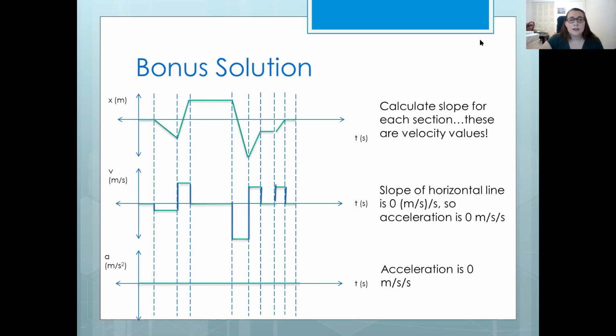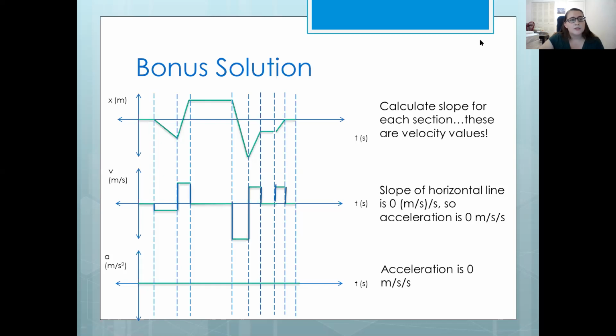But there will be cases, and we might have some cases that we do together, where the position graph is a curve instead of straight lines. And so that will affect the shape of our velocity graph and then our acceleration graph as well.